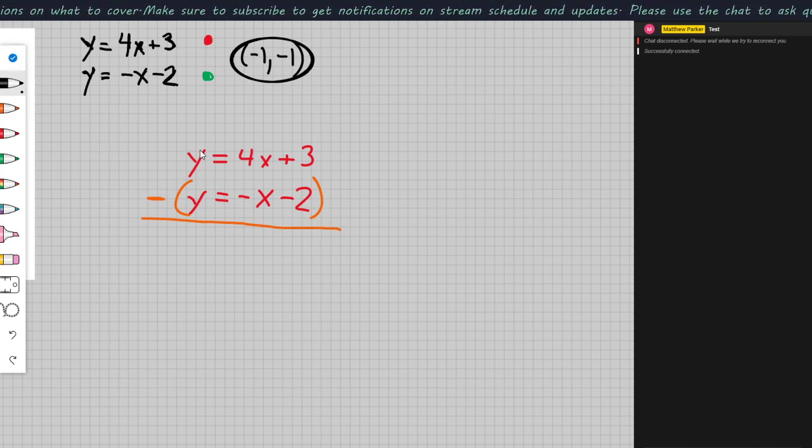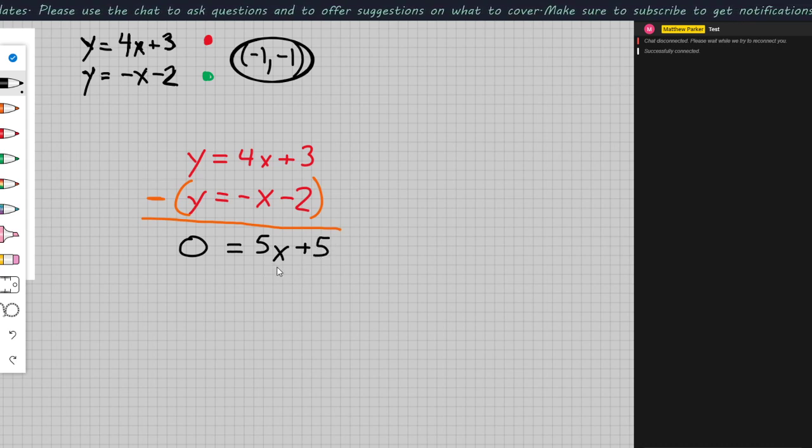So y minus y leaves us with 0. 4x minus negative 1x is going to be adding, so that's going to be a 5x. 3 minus negative 2, so that's a double negative, so we're going to be adding 2. So 3 plus 2 is going to be 5.